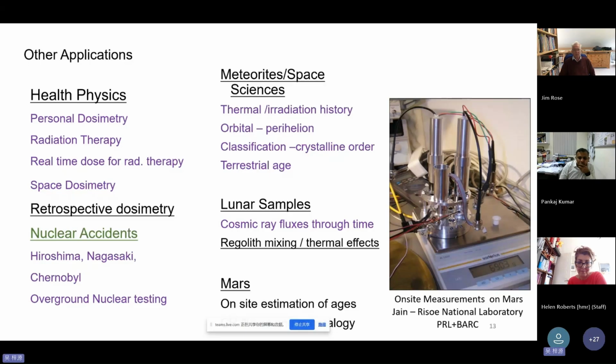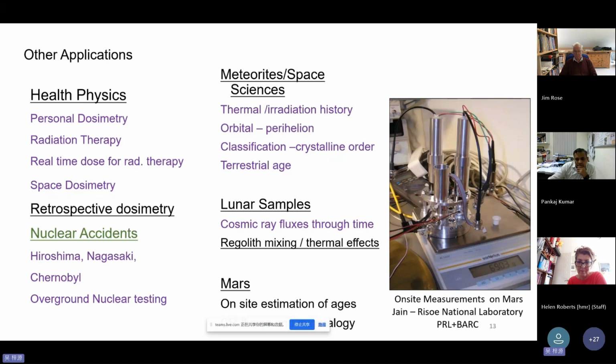In meteorites and space sciences, we can look at the TL and the thermal and radiation history of meteorites. We can talk about the orbit of the meteorites, how close a meteorite went to the sun, because once it goes nearer to the sun than one astronomical unit, as Earth is, the temperature will be higher, and its luminescence will be appropriately erased. So with very simple calculations, you can establish the orbit of a meteorite prior to capture.